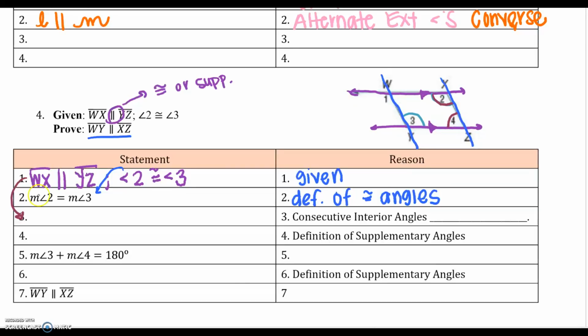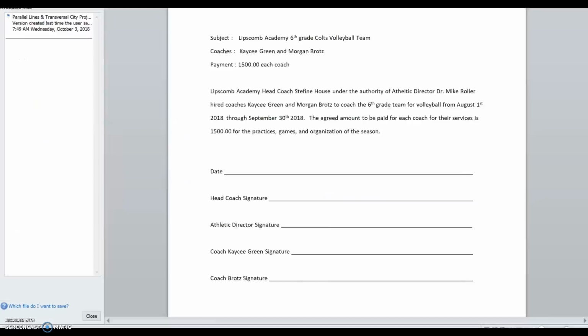So because I have parallel lines, I know that 2 and 4 are consecutive interior angles. And because they're parallel, I know that angle 2 and angle 4 are supplementary because of the consecutive interior angles theorem. And because they're supplementary, I also know that they add up to be 180 degrees by the definition of supplementary angles. We talked about that last chapter. And if you notice, from 4 to 5, I have only switched those two around, so I know that that is substitution.